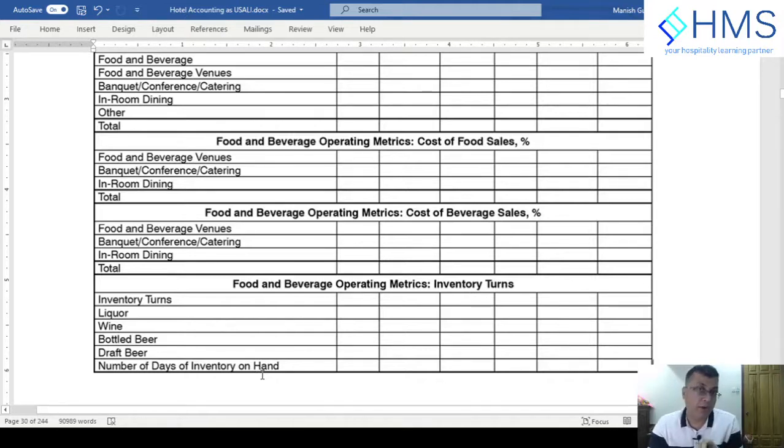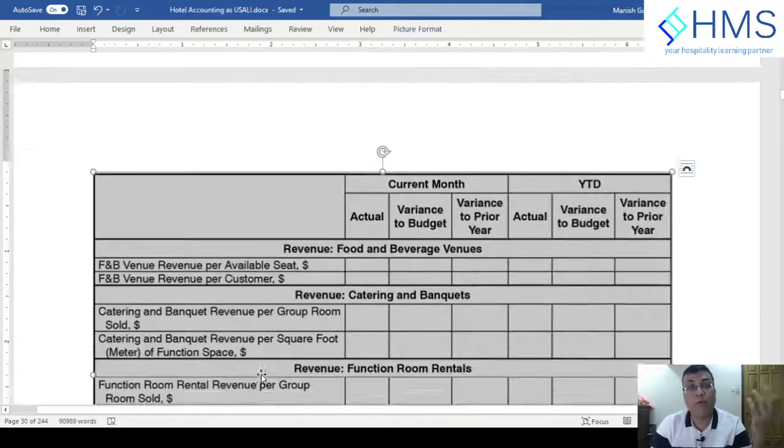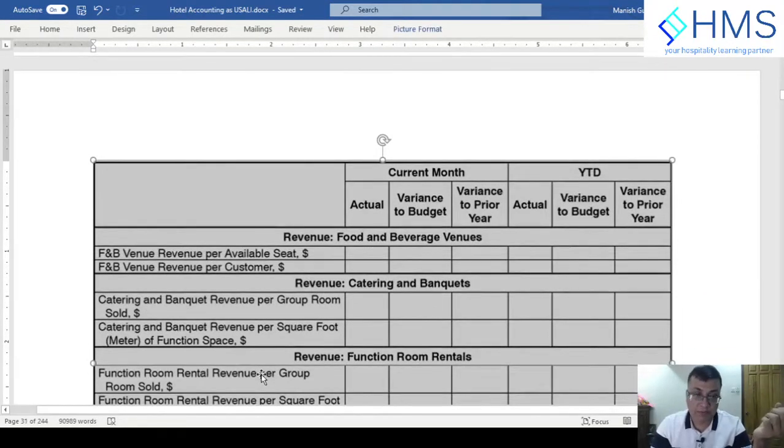This is very important to understand, because it will give you an idea what type of inventory is fast moving, what is not so fast moving, so that you can make promotions and adjustments.